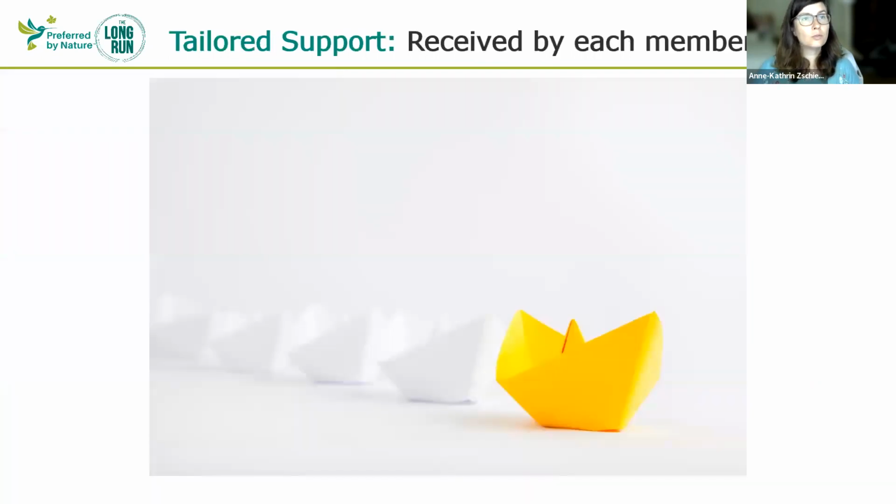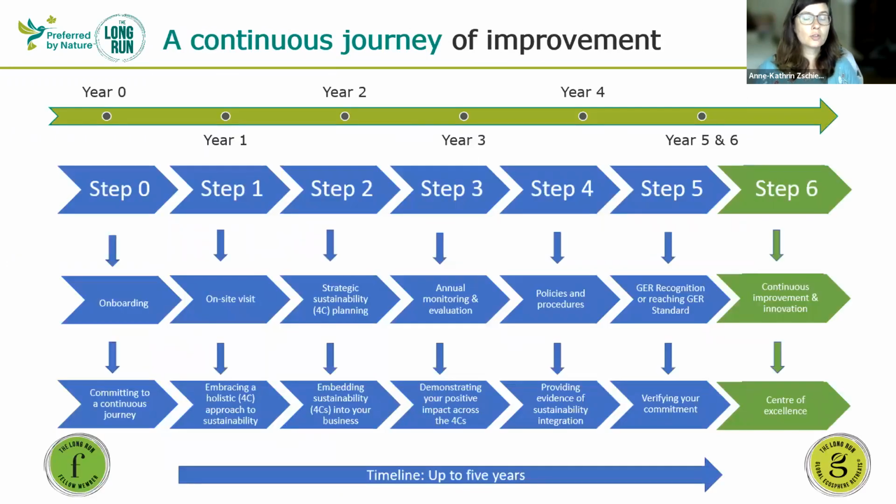So what we then do with the people all around the world is we provide them with a lot of support, individually as well as collectively. So when members join the Long Run, we take them on a guided journey of continuous improvement. If they would like to, within 5 years, people can reach the level of the Global Ecosphere Retreat Standard, which is really focusing on conservation-based tourism, to verify their commitment, to celebrate their milestone. But it's not needed if they don't want to.